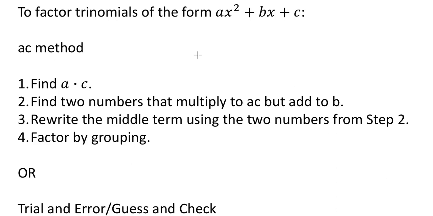Step 3, this is going to be different. Rewrite the middle term using the two numbers from step 2. And by doing that, you're going to create four terms in your expression. And so now that we have four terms that are set up in a very particular way, we will use factor by grouping to finish out the factoring process. Because we chose these two numbers carefully for the middle term, factor by grouping should work out perfectly fine. If we pick two random numbers to use for our middle term, chances are factor by grouping isn't going to work. So they have to be chosen very carefully, and that's what this process helps you to do.